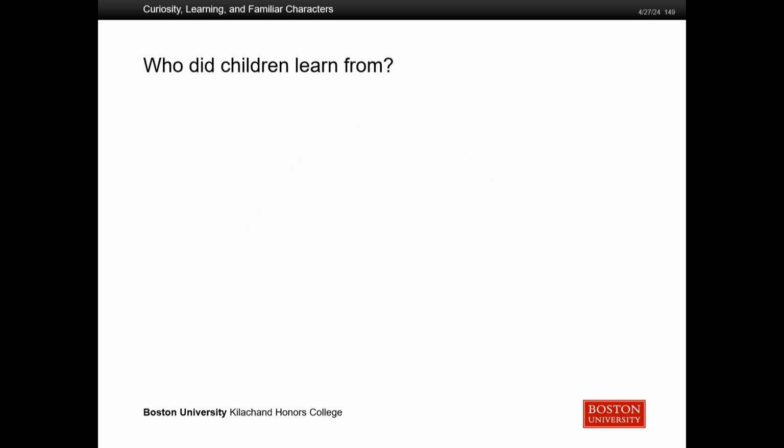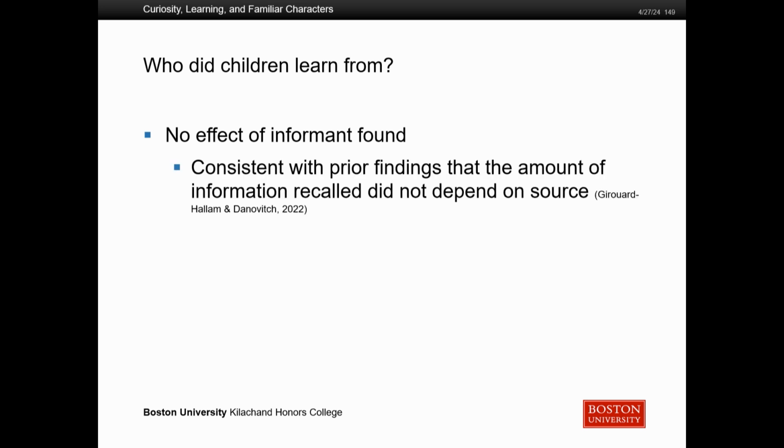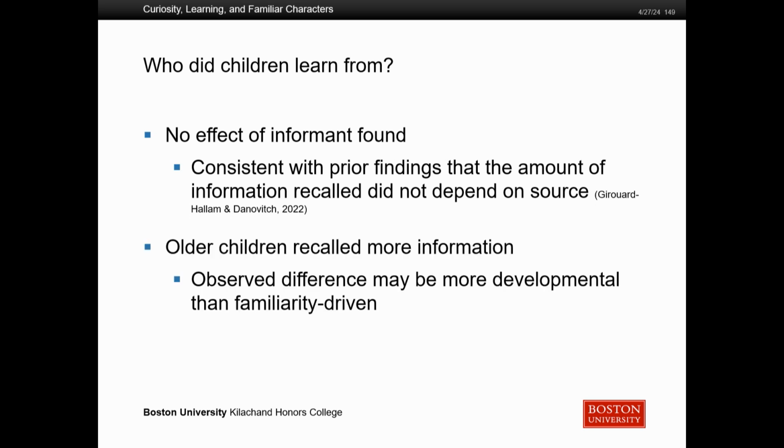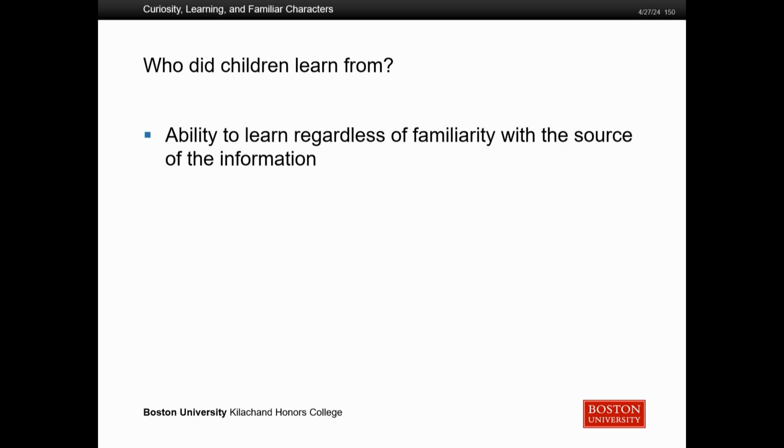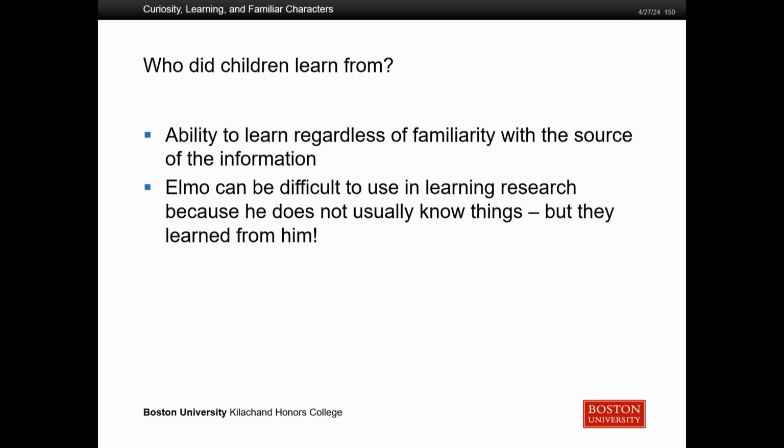And who did children learn from? We didn't find an effective informant, which is consistent with prior findings that it didn't depend on the source, but rather the content. But older children did recall more content. So this could be developmental rather than familiarity driven. But this indicates that children can learn regardless of the source of information. Also, Elmo can be difficult to use in learning research because he's a naive character and doesn't usually know things, but children did learn from him.